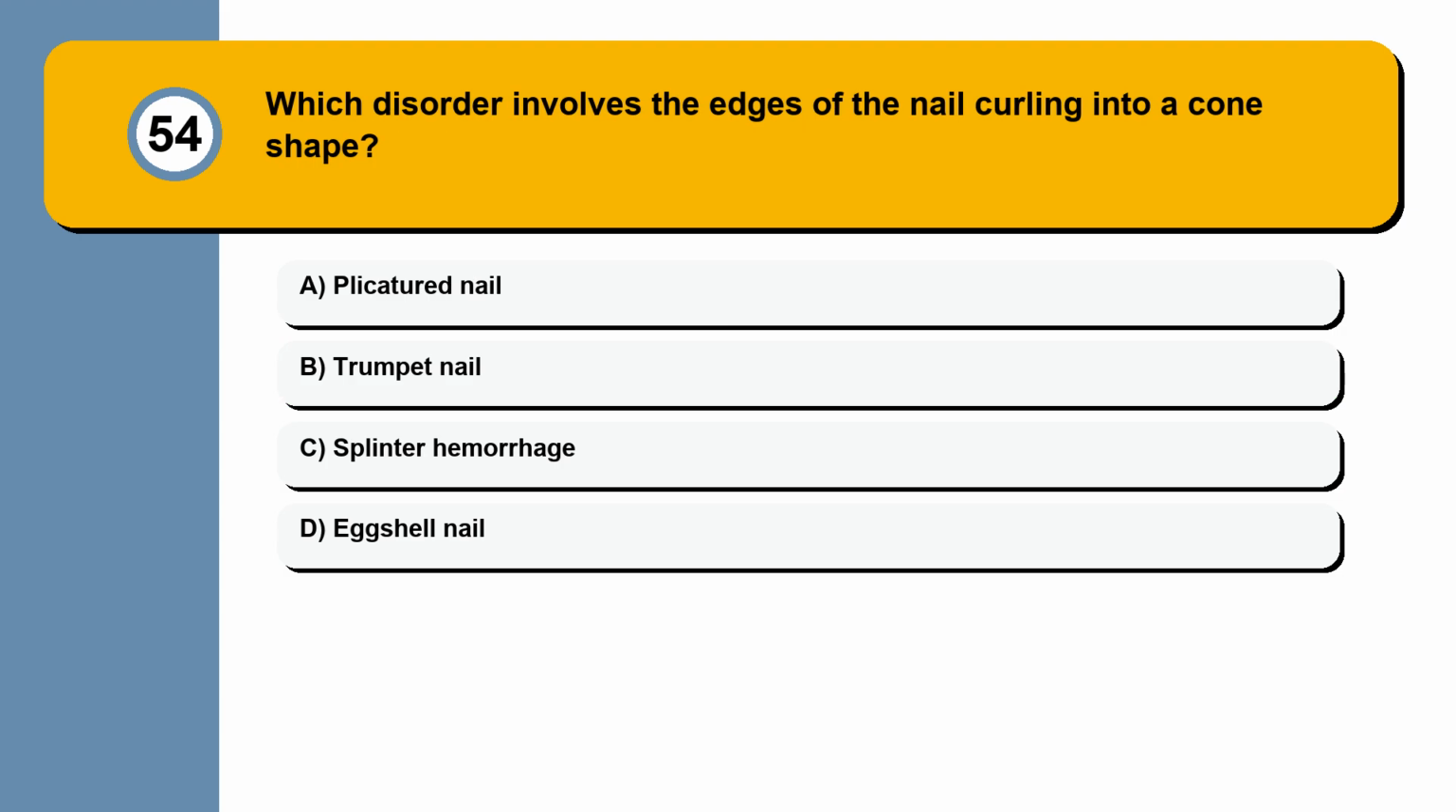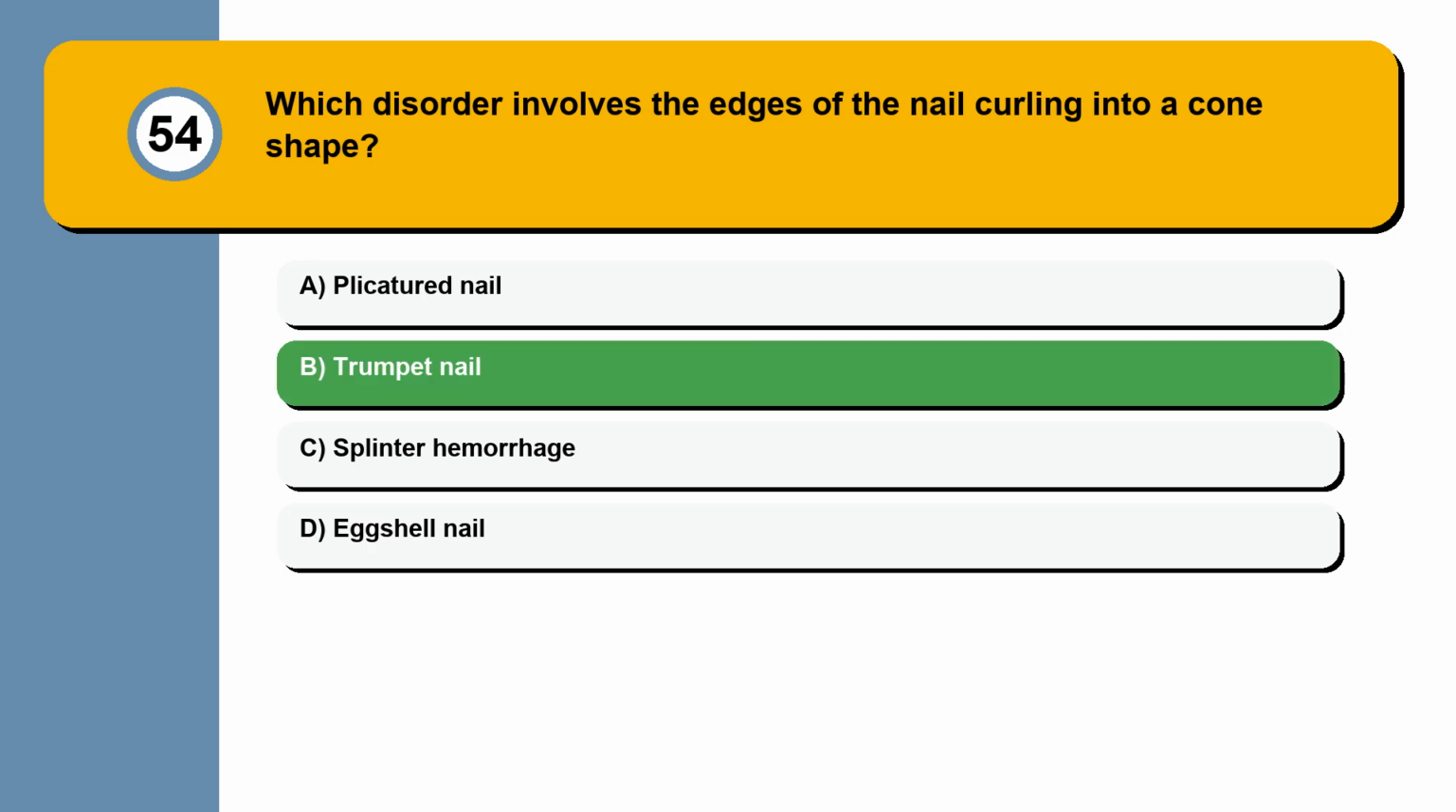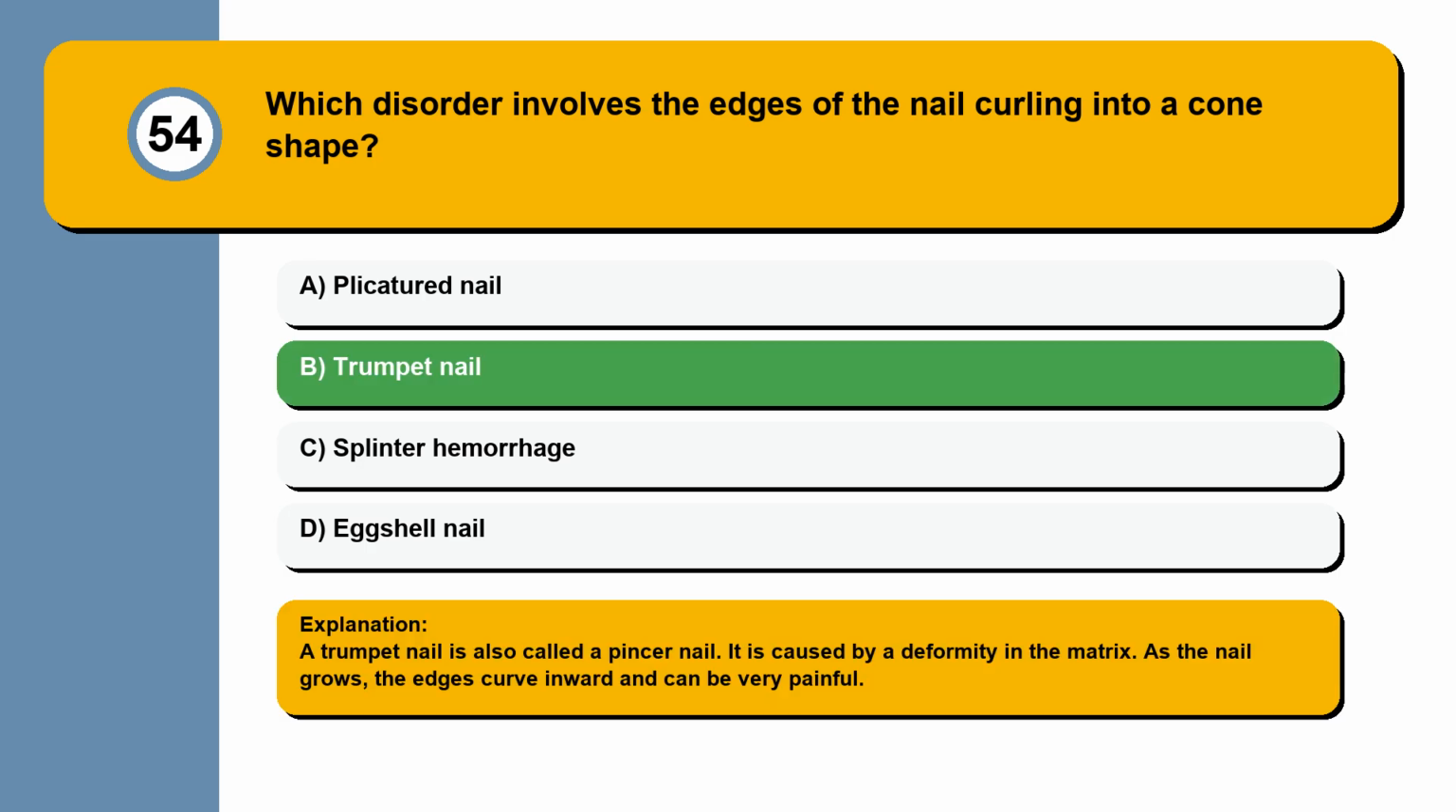Question 54. Which disorder involves the edges of the nail curling into a cone shape? Plicatured nail, trumpet nail, splinter hemorrhage, eggshell nail. A trumpet nail is also called a pincer nail. It is caused by a deformity in the matrix. As the nail grows, the edges curve inward and can be very painful.